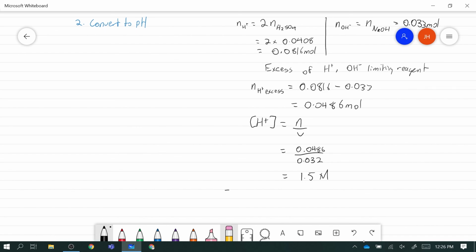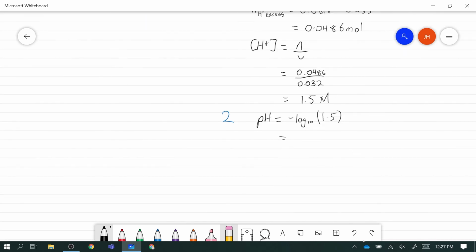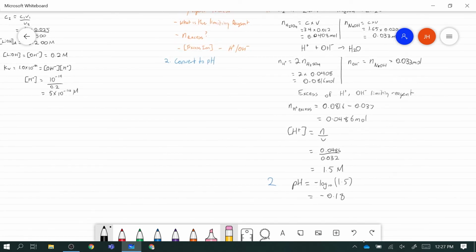We now can step into our final part here using the flowchart, step 2. And that's just a conversion to pH. So pH is equal to negative log base 10 of our hydrogen ion concentration, so 1.5. And that is equal to negative 0.18. And that is our pH and our final problem solved.